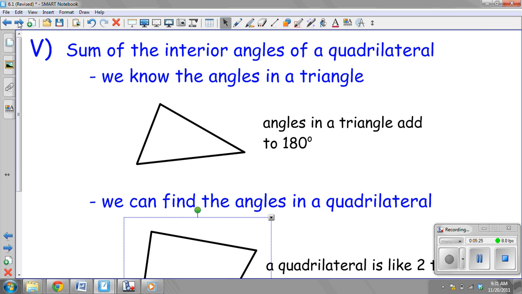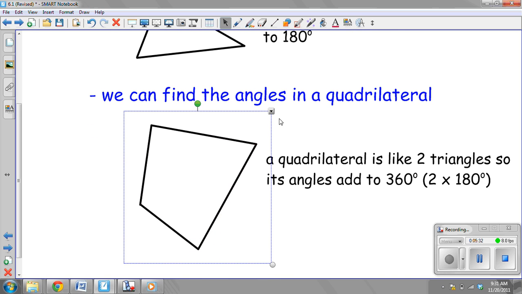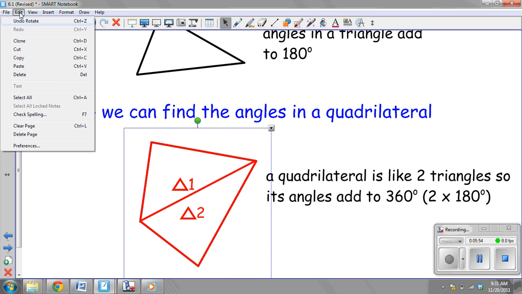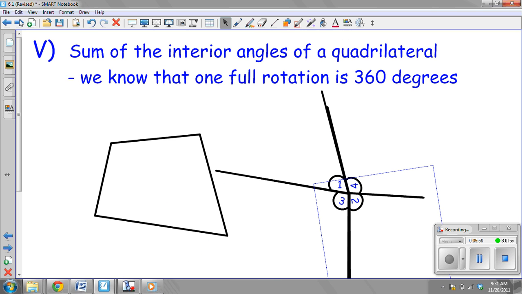All right, the sum of the interior angles of a quadrilateral was the last thing that students wanted to get out of this section. Angles in a triangle add to 180, therefore we can find the angles in a quadrilateral. And again, I can show students through a little bit of an animation why this relationship is true. Because you can split a quadrilateral into two triangles like this, you know that its angles add to 360. And just showing them that little bit of an animation, showing them that a quadrilateral is literally just two triangles put together, hopefully they can really see that relationship and they'll remember it a little bit better.